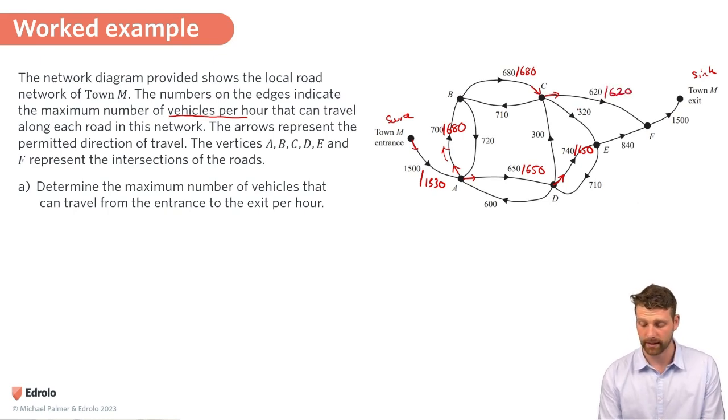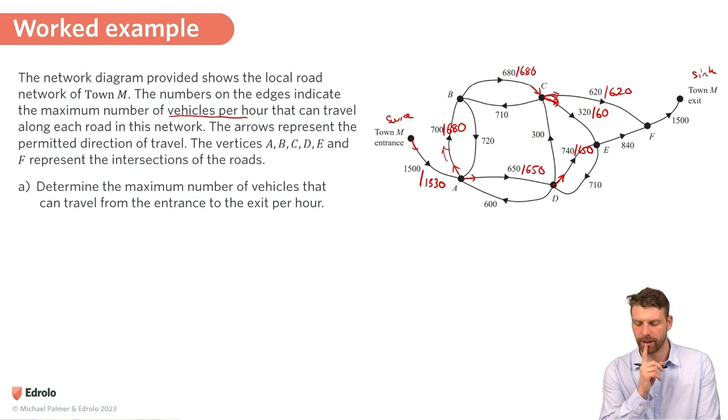So I've got 40 litres left to send through to E. So that's going to be 620 plus... So the flow into C is going to be equal to the flow out of C. So I think I need to send 60 through C to E down here. Okay, that seems to be working.